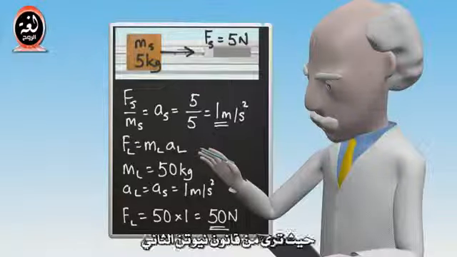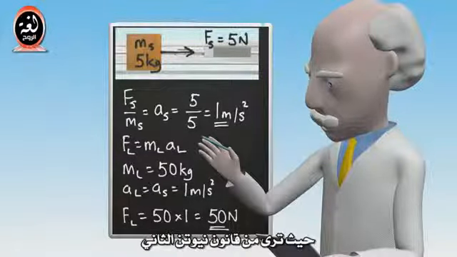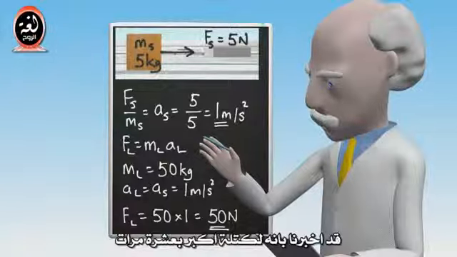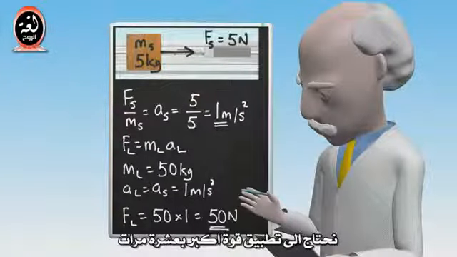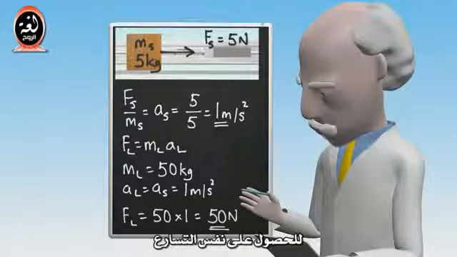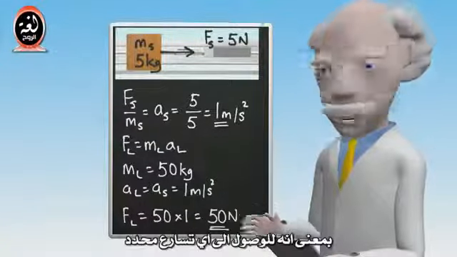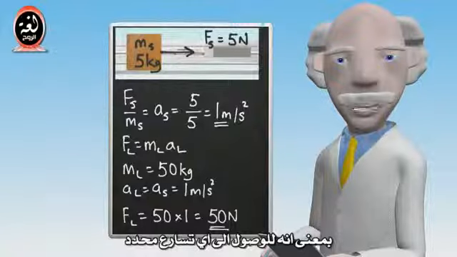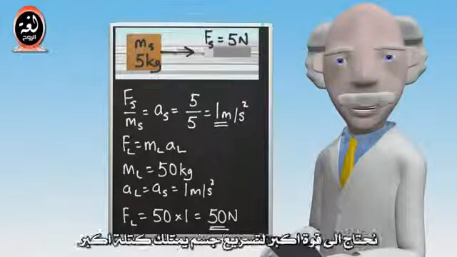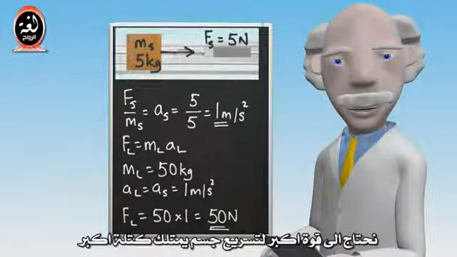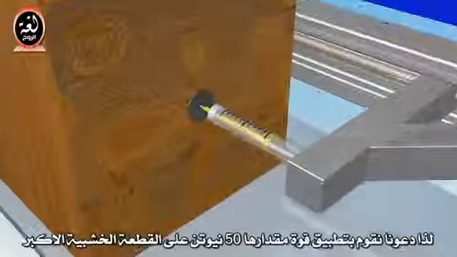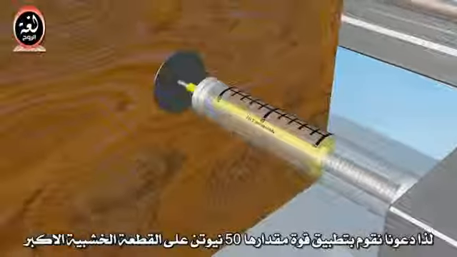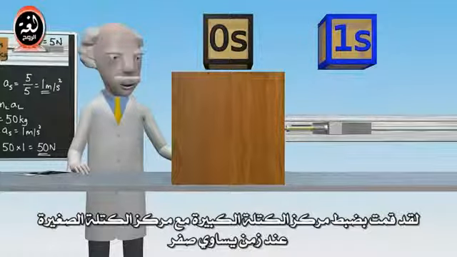Now this is interesting, since you can see Newton's second law has told us that for a block with a mass 10 times larger, we need to apply a force 10 times larger to get the same acceleration. In other words, to achieve a given level of acceleration, more force is required to accelerate an object which has more mass. So let's apply a force of 50 newtons to the large block and see what happens.